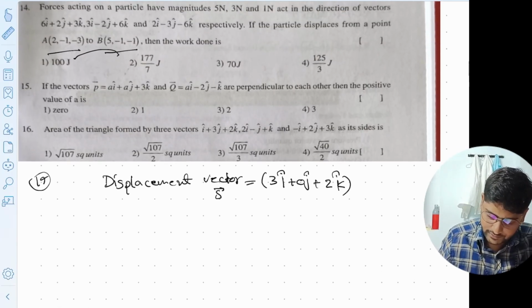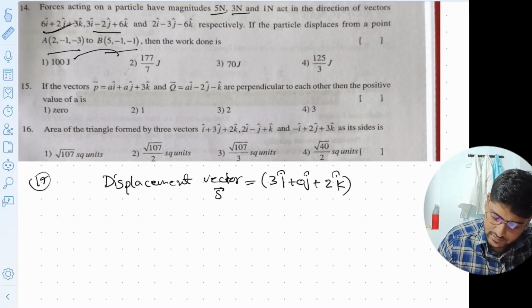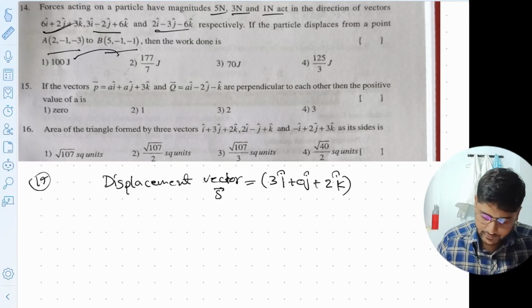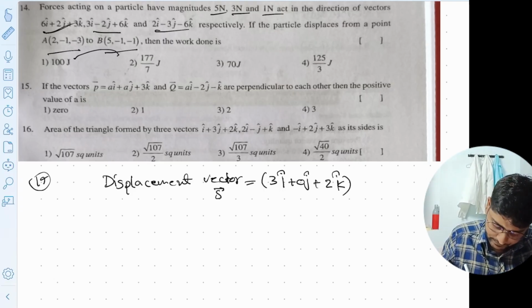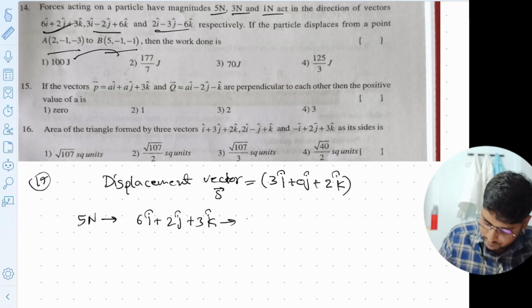Now we have to calculate. This is the direction vector of the 5 Newton force, this is the 3 Newton direction vector, and this is the 1 Newton direction vector. So for the 5 Newton force, the direction vector is 6 i cap plus 2 j cap plus 3 k cap. So for this, if we say, n1 cap will be what?